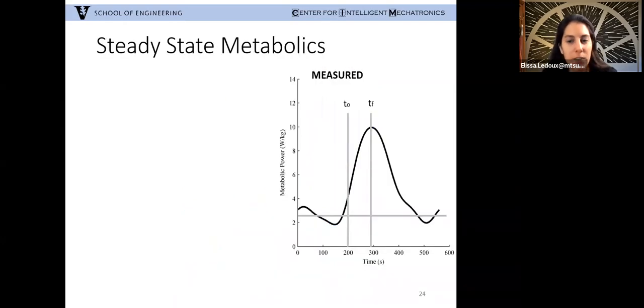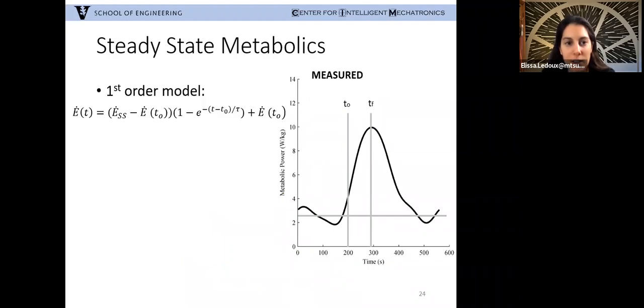Calculated their energy based off the oxygen and carbon dioxide. And then, because most metabolic assessments are done at steady state, like on a treadmill or they're just walking, there actually were no metabolic studies of stair climbing done on amputees and no transient metabolic studies at all.